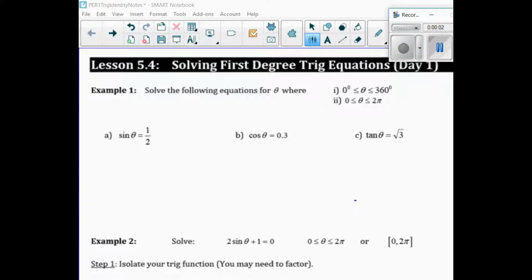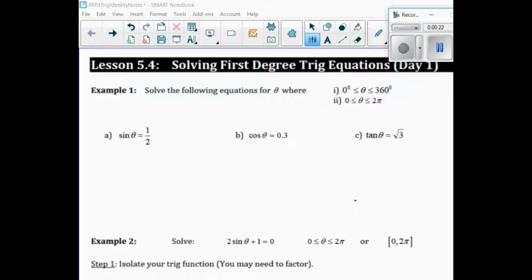This probably will be a little bit of a review of grade 11, so I'll go kind of fast through this. The only difference will be is we're going to solve in degrees, and then we're going to solve again for radians. So the first examples, A is an example on the unit circle that you should have memorized.